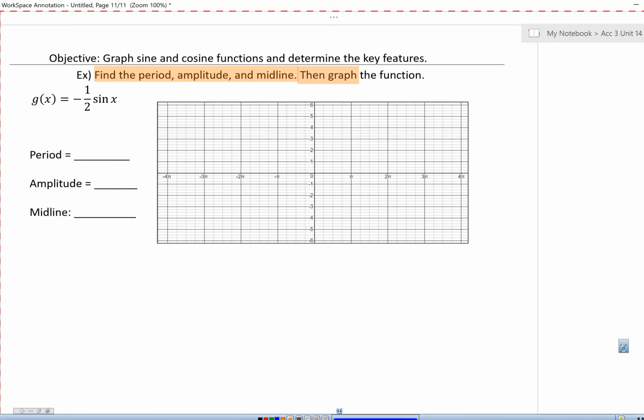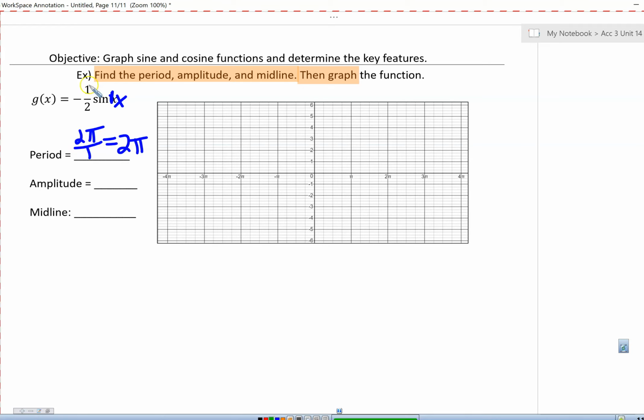So for the period of the function, we take our 2 pi radians, which is the period for sine and cosine parent functions, and we divide it by our b parameter, which is the coefficient of x. In this case, we've got a 1 right there. That's 1x. And so we would be taking 2 pi and dividing by 1, which means our period is still going to be 2 pi radians.